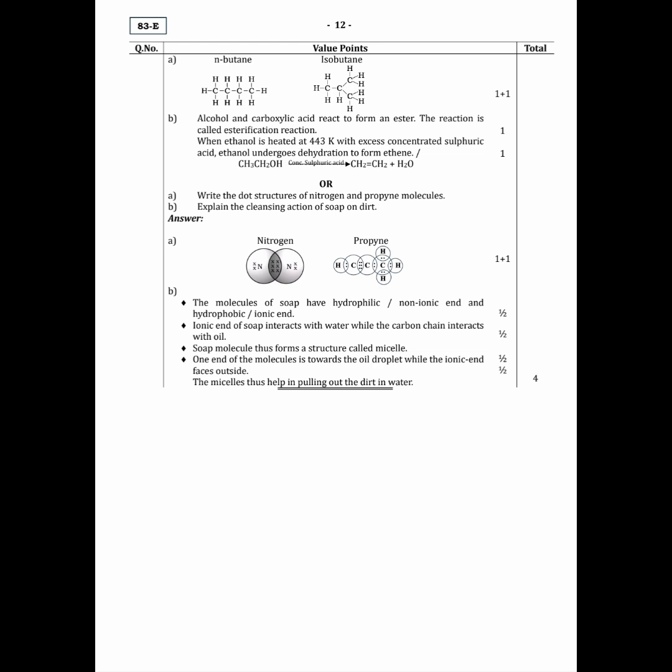The molecules of soap have hydrophobic or non-ionic end and hydrophilic or ionic end. Ionic end of soap interacts with water while the carbon chain interacts with oil. Soap molecules thus form a structure called micelle. One end of the molecule is towards the oil droplet while the ionic end faces outside. The micelles thus help in pulling out the dirt in water.